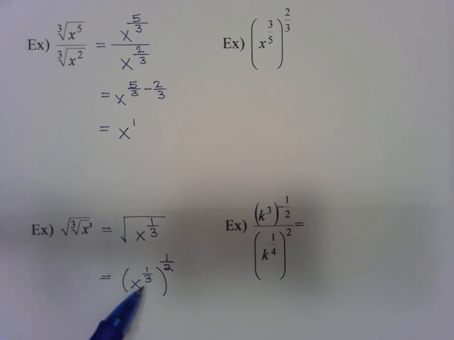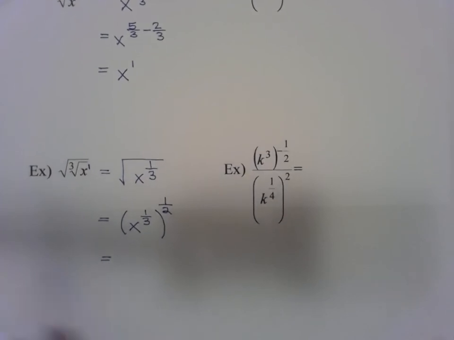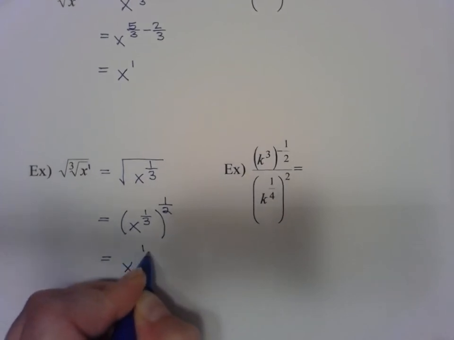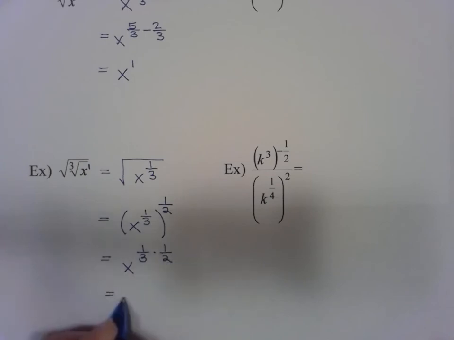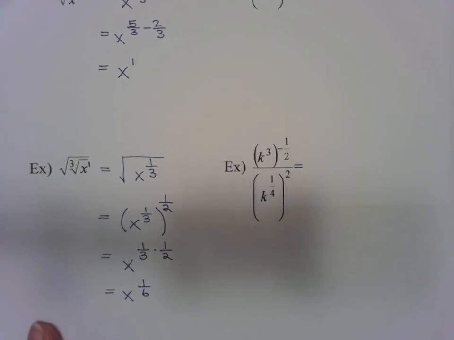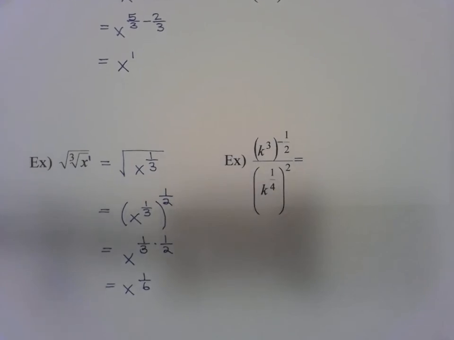If I raise one exponent to another exponent, remember that property, it says that we multiply. So we'll multiply 1/3 times 1/2 to get 1/6. Okay, if you wanted to write it as a root, I'll just add this in for bonus. This would be the same as the 6th root of x.